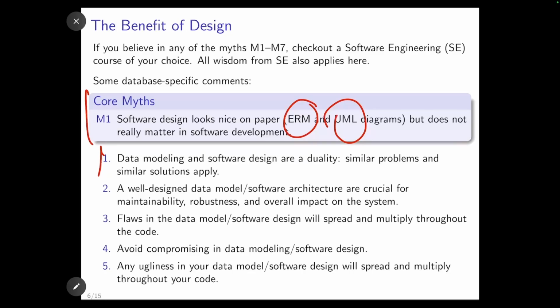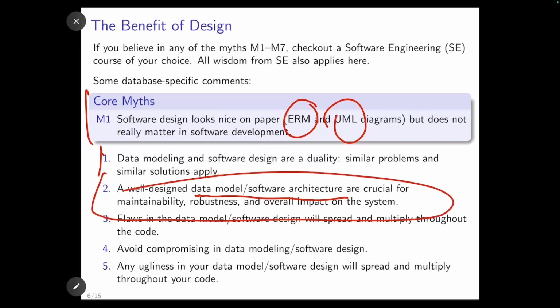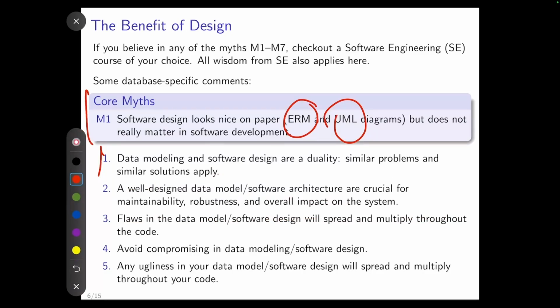Yeah? If you screw up your data model, you will have the same kind of problems as if you screwed up your software design. It's really the same problems that occur. Yeah? So that's why I always say here, data model / software architecture or software design, whatever. It means the same thing. I can always make the same sentences about both words. Yeah, so a well-designed data model or software architecture, they're crucial for maintainability, robustness, and overall impact on the system.